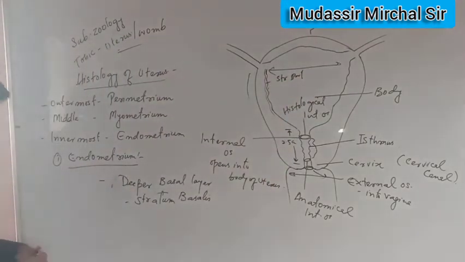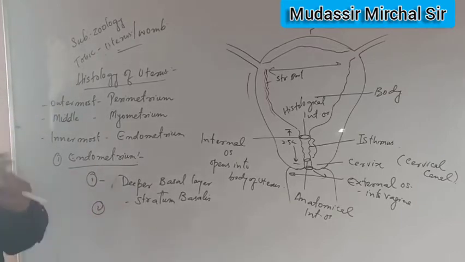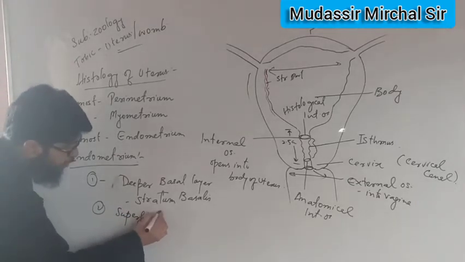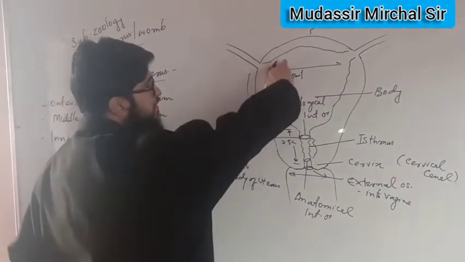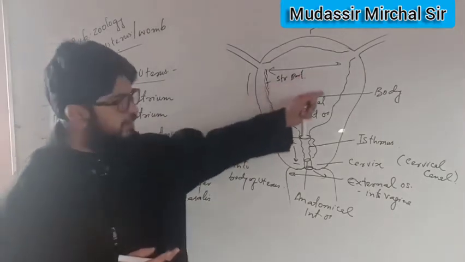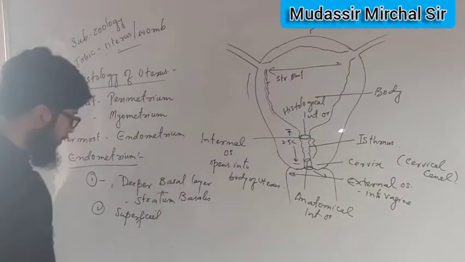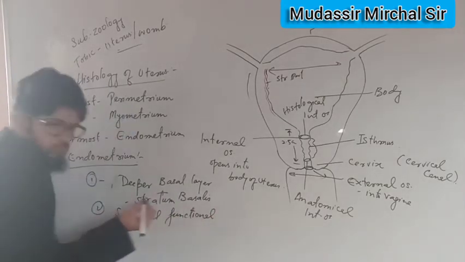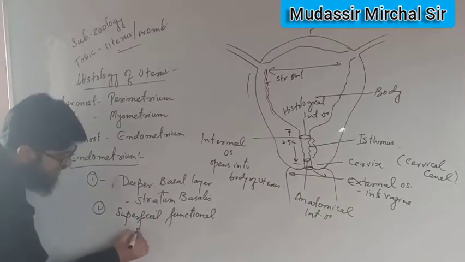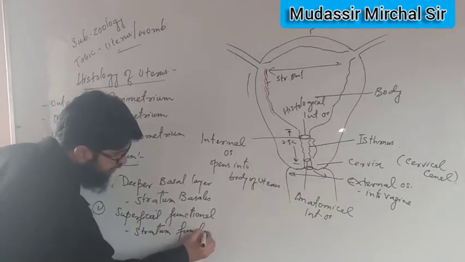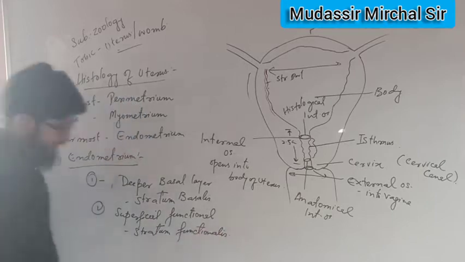Okay. Now other than this stratum basalis, there is another layer which covers the lumen, that is the innermost or superficial layer. What does superficial mean? Superficial means the one that covers this gap or cavity, lines the walls. The superficial layer is the functional layer, functional in terms of menstruation. So it is called the stratum functionalis, isn't it?